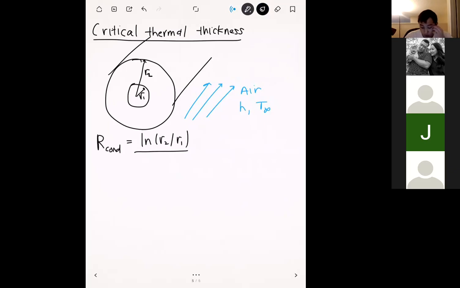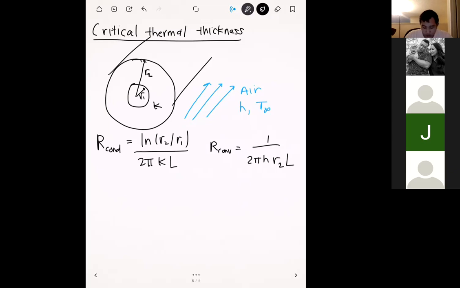Okay. And so the resistance due to conduction is going to be the natural log of R2 over R1 times 2 pi K. Okay. So let's say that we know the thermal conductivity is K times L, okay? Whereas our convection is going to be 1 over 2 pi H R2 L, okay? And so it's H times the surface area, okay?